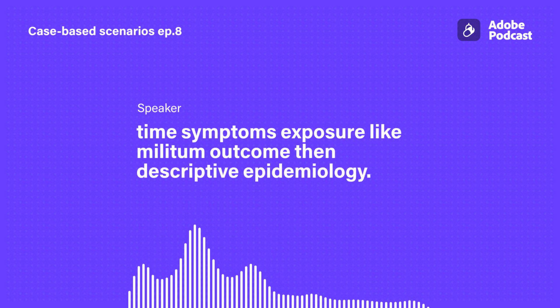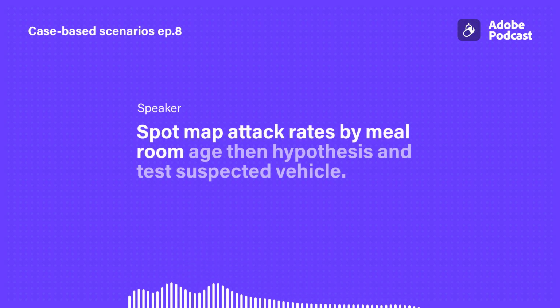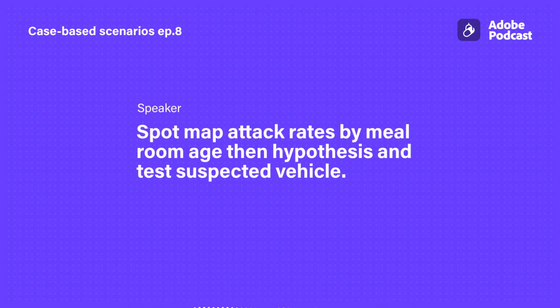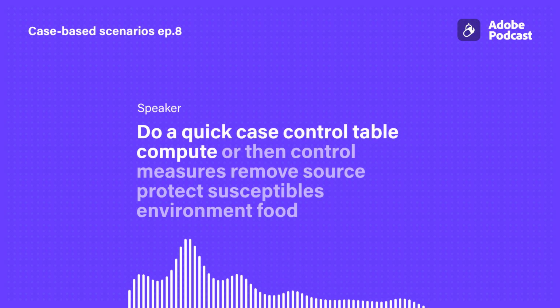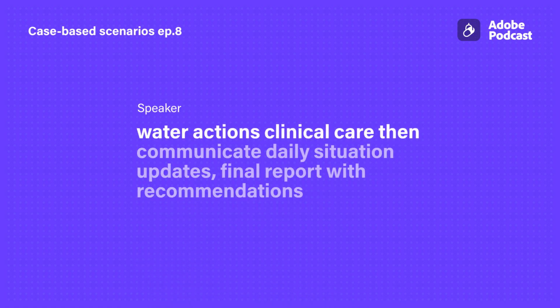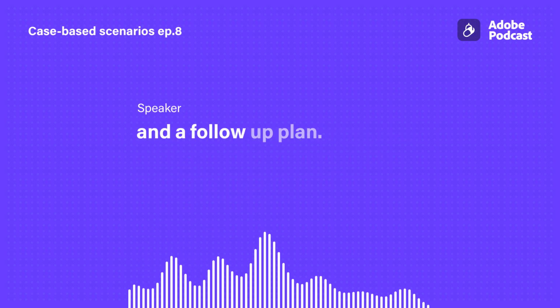Then, descriptive epidemiology: epidemic curve, spot map, attack rates by meal, room, age. Then, hypothesis and test: suspected vehicle, do a quick case control table, compute OR. Then, control measures: remove source, protect susceptibles, environment, food, water actions, clinical care. Then, communicate: daily situation updates, final report with recommendations and a follow-up plan.